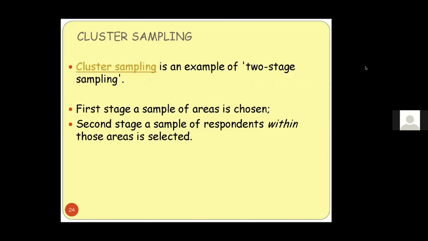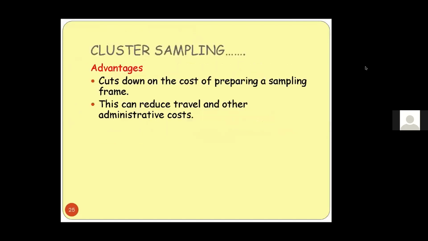Sampling units are groups rather than individuals, and a sample of such clusters is then selected. All units from the selected clusters are studied. Some advantages include the fact that it can cut down on the cost of preparing a sampling frame, and the fact that this can reduce travel and other administrative costs to create a functional sample.